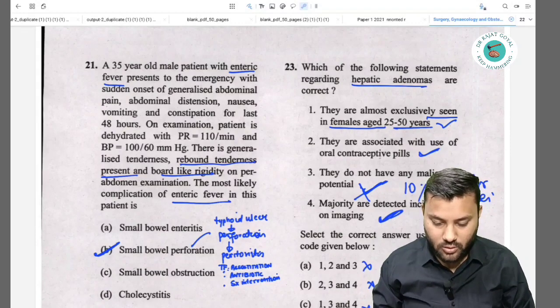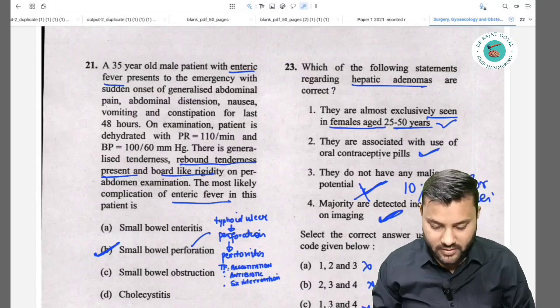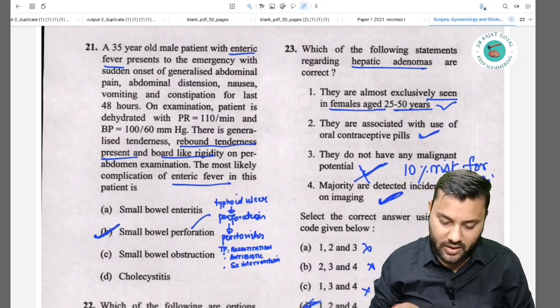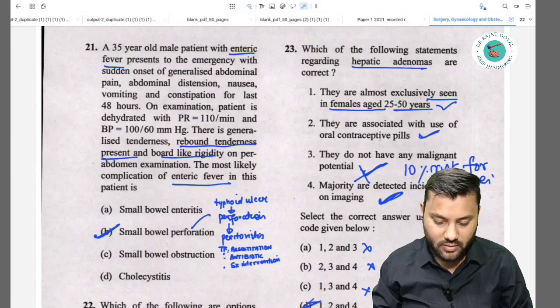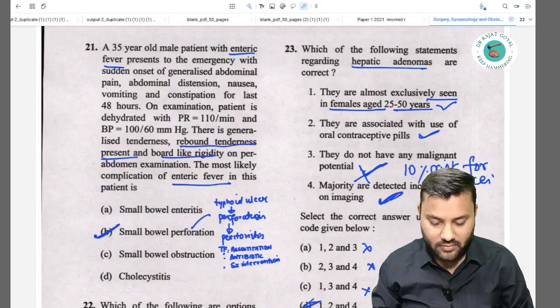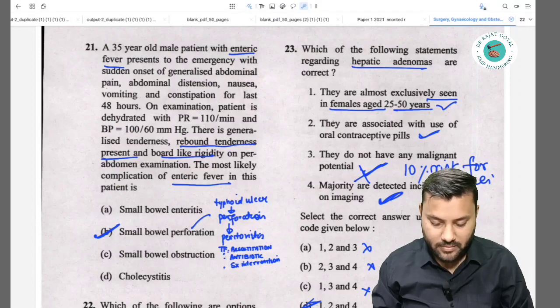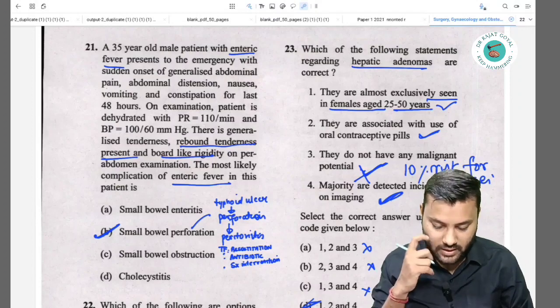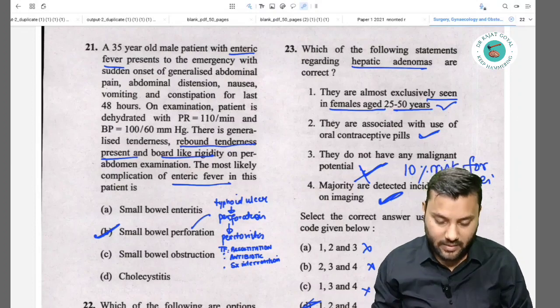A 35-year-old male patient with enteric fever presents to the emergency with sudden onset of generalized abdominal pain, abdominal distension, nausea, vomiting and constipation for the last 48 hours. On examination, the patient is dehydrated with pulse rate of 110 and BP of 100/60. There is generalized tenderness, rebound tenderness and board-like rigidity on per abdomen examination.